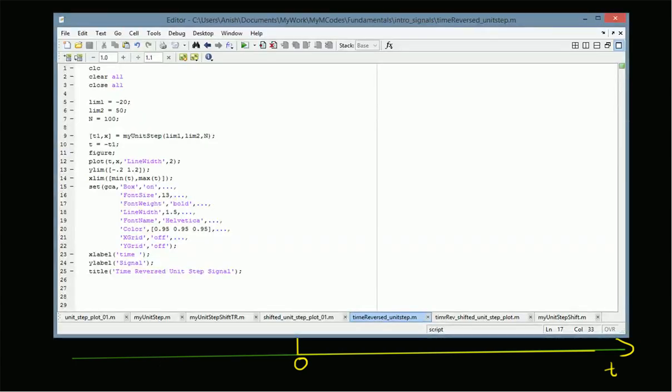So in this case, again we define the limits, the starting point and the ending point, and the sampling rate. We call the function my unit step, which basically generates the signal u of t, and then we reverse the time, that is we replace the time with negative values, that is t is equal to minus t1 in this case, and then we plot t comma x, so that we get the time reverse signal.